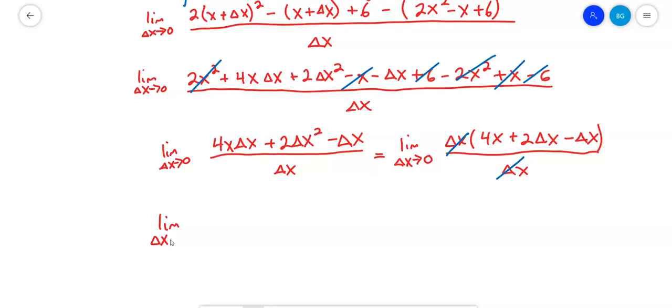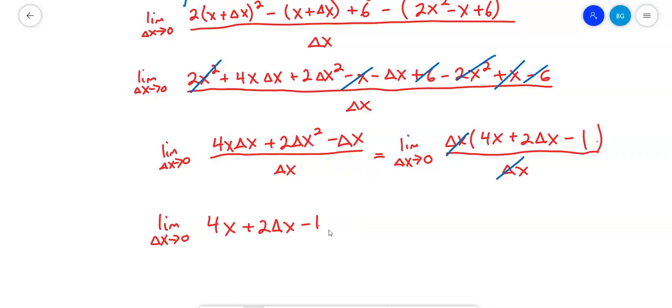Let's take the limit as delta x goes to 0 of the expression that's left. It's going to be 4x plus 2 delta x minus delta x. Oh my gosh, I made an error. Look at this. If I have delta x here and I factor out delta x, I'm just going to have 1 left over here. So actually that's just 1. My mistake.